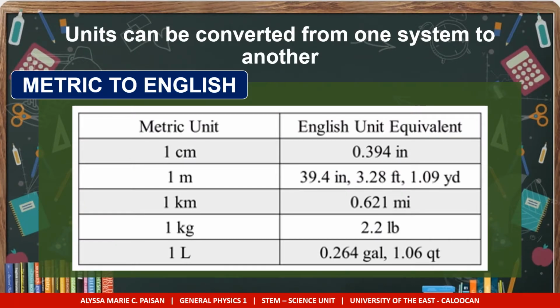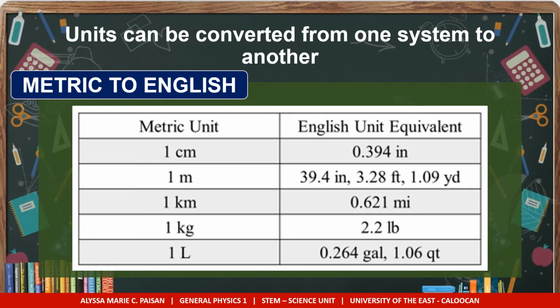Let us talk about unit conversion from metric to English system first. The table shown here will be used for our conversion from metric to English. Based on this, 1 centimeter is equal to 0.394 inches. 1 meter is either equal to 39.4 inches, 3.28 feet, or 1.09 yard. 1 kilometer is equal to 0.621 miles, and 1 kilogram is equal to 2.2 pounds.